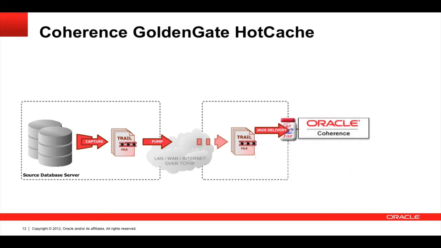So what we've done is we've built a custom Java adapter that is able to process the changes coming from GoldenGate, coming from the source database through GoldenGate, and we are able to take those change records and translate them into updates to the Coherence cache.